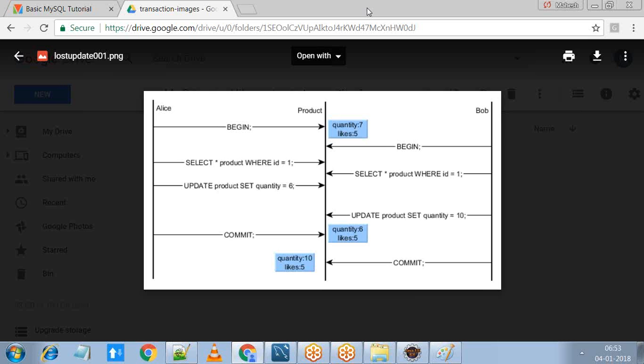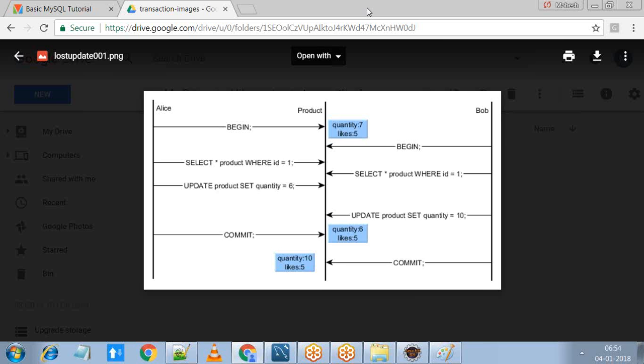So can you repeat the question? What will be the quantity after these two transactions execute? If they execute properly without any issues, what should be the quantity here? 9, it should be 9. That's right, exactly. It is supposed to be 9. Because Ali's transaction is trying to reduce the quantity by 1. Initial quantity is 7. It wanted to reduce it by 1. So it should be 6.